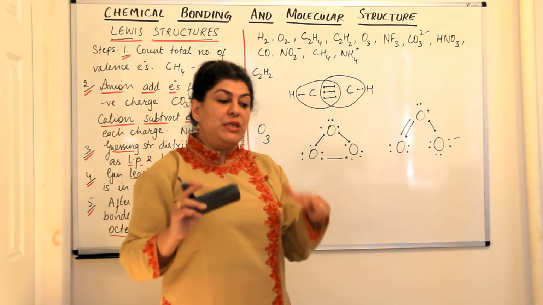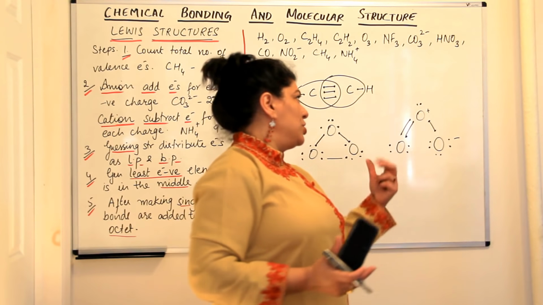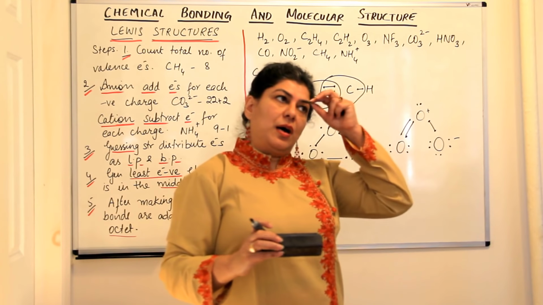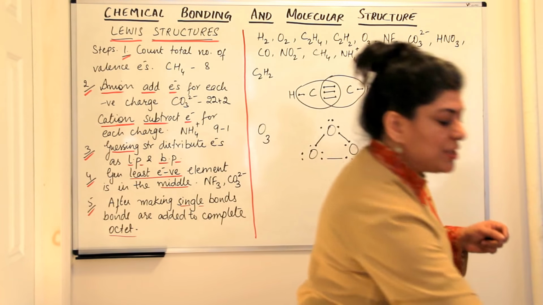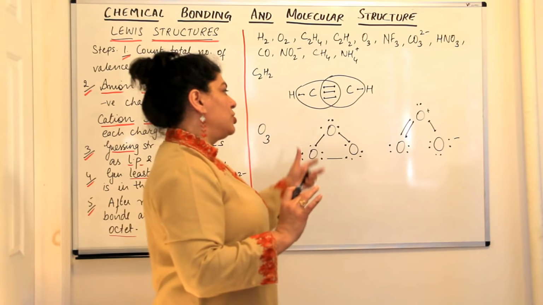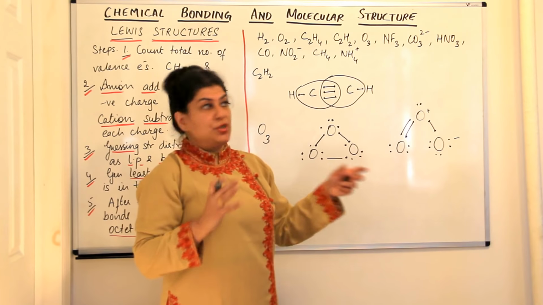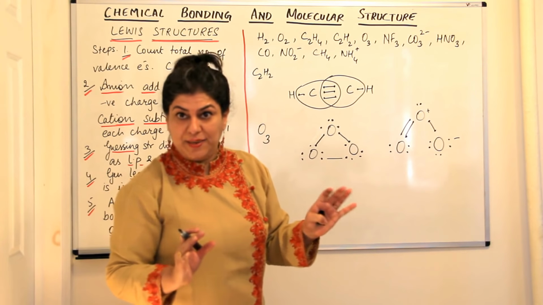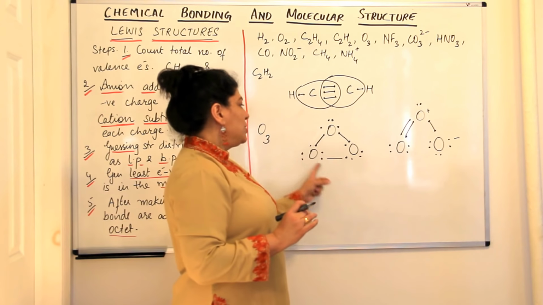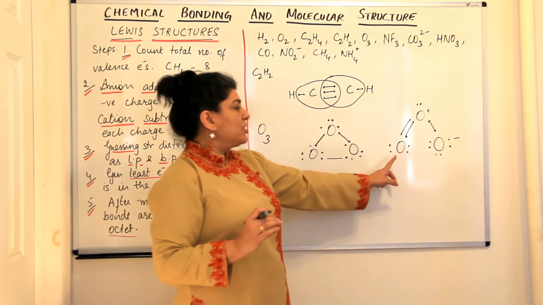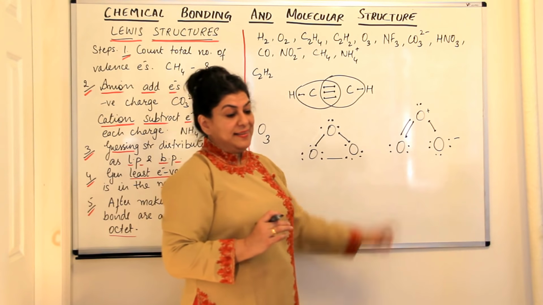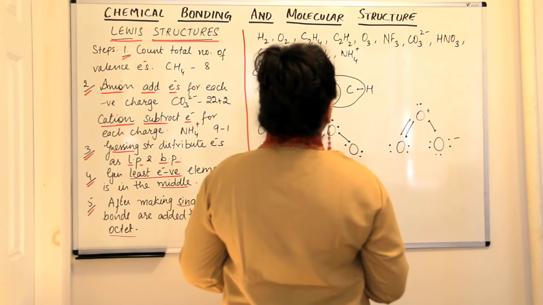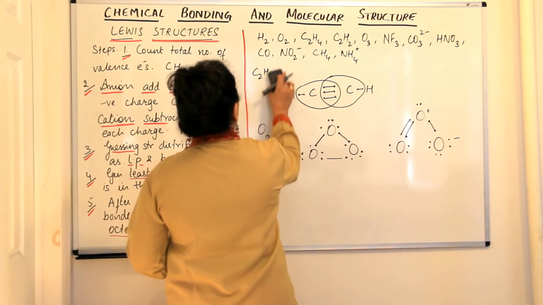We are not going into the details of how the structure was found out. We're just learning that some of the structures are known to us, and we try to justify or distribute the electrons using Lewis structures in order to understand what the arrangement might have been like. So sometimes this is what our thinking would tell us, but the actual structure of the ozone molecule is like this. So after ozone, the next molecule we have is NF3.